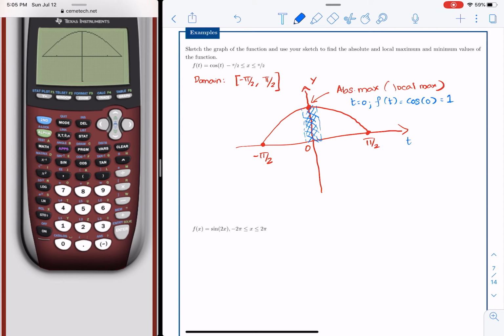Now, what is the absolute minimum? The absolute minimum is 0. Happens there. Happens there as well. But are the absolute minimums local minimums? No, because they are endpoints.